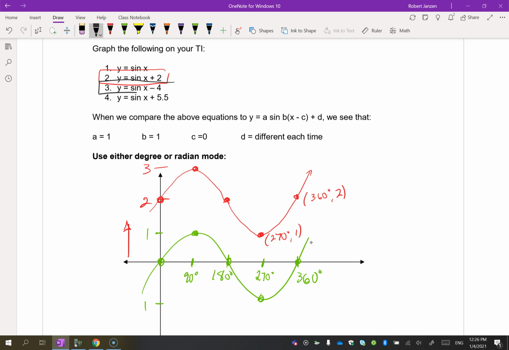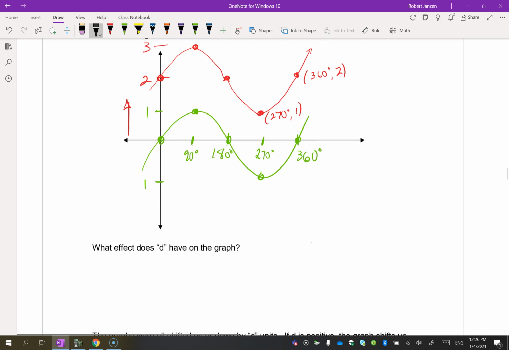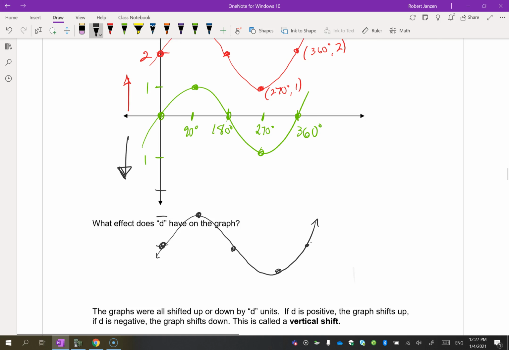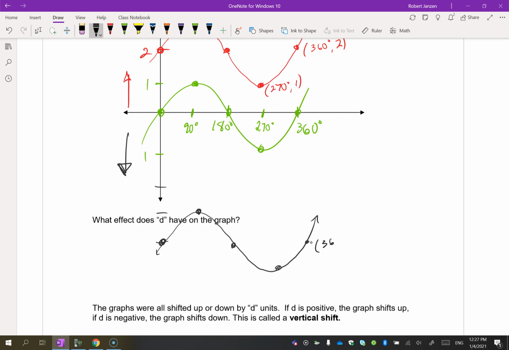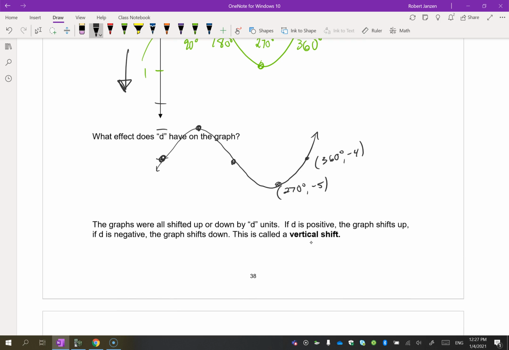If I want to look at this graph, I'm going to go down 4 units. So each point is going down 4 units. So I'm going to go way down here. There, there, there, there. Okay, now if this was ever a test and you graphed that, you would have to give me a little more information. You would have to show me that you know this is 360, negative 4. This is 270, negative 5, etc. Okay, so what does D do to the graph?